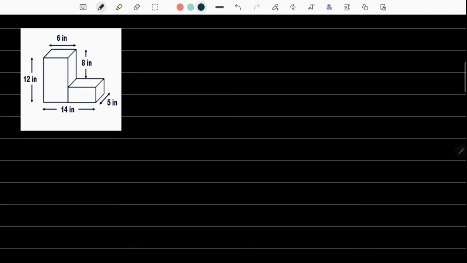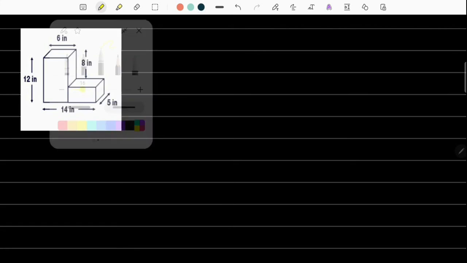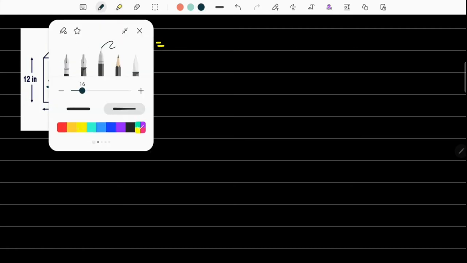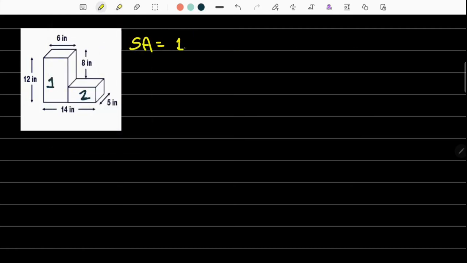Alright, so step number one, what we will be doing here is segregating or dividing this big shape into two small shapes first. Before that, let's write the formula down. Let's say this is shape number one and this is shape number two. The surface area of this composite shape will be shape number one plus shape number two minus 2 times the overlap, whatever the overlap is. So this is the formula which I've written down.